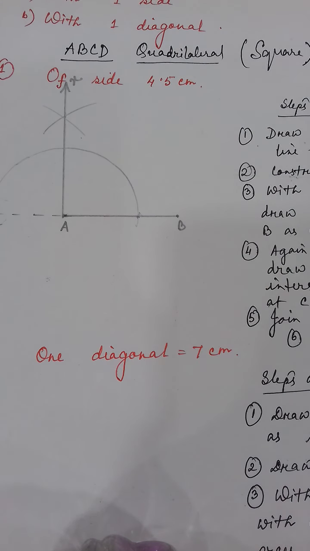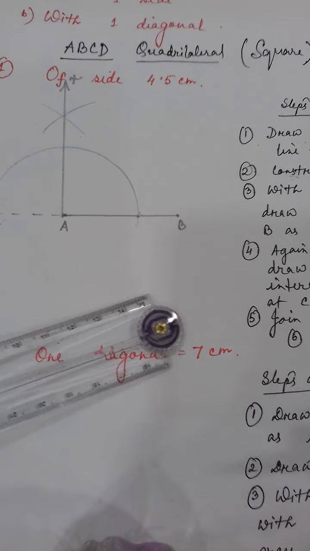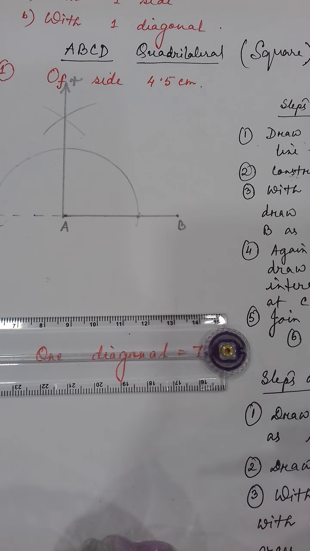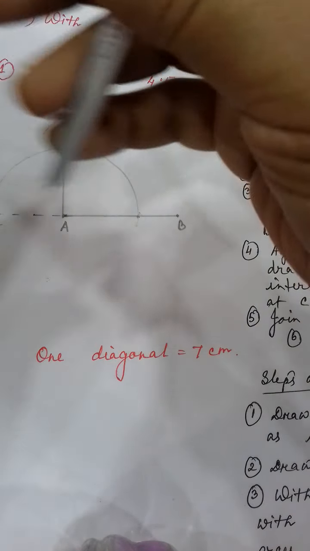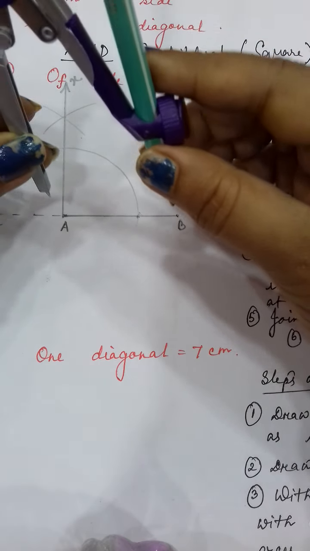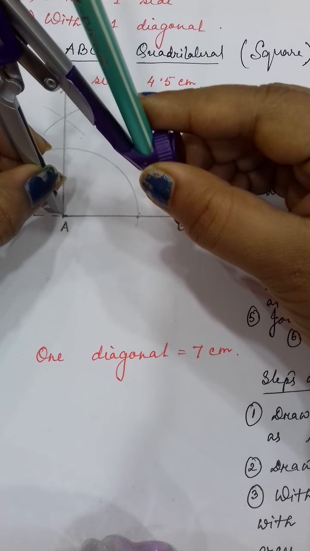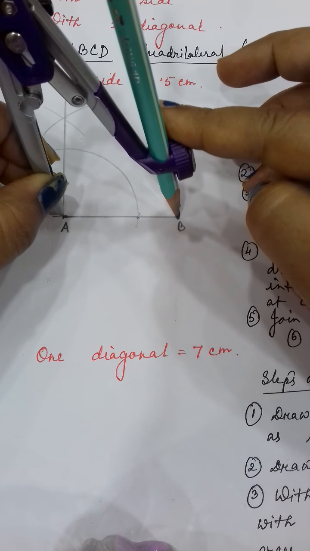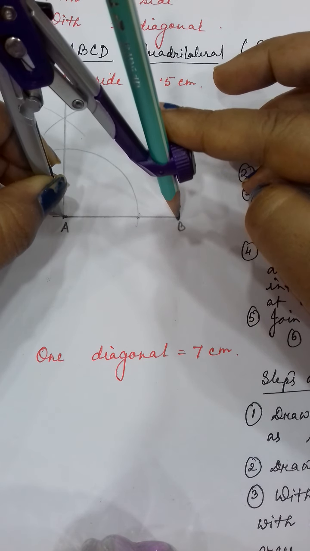Clear? Now as it is a square and all sides are equal, you know the properties of a square. All sides are equal and parallel, diagonals are equal and all the interior angles are 90 degrees. So here you have to construct the arcs. First you take the measurement of AB.